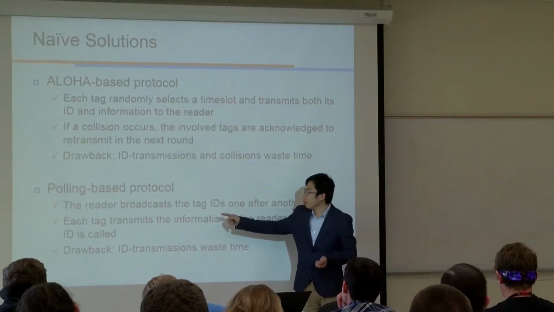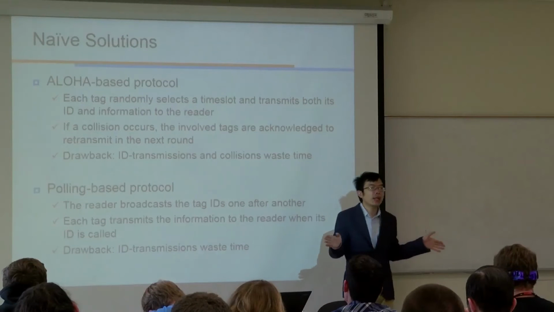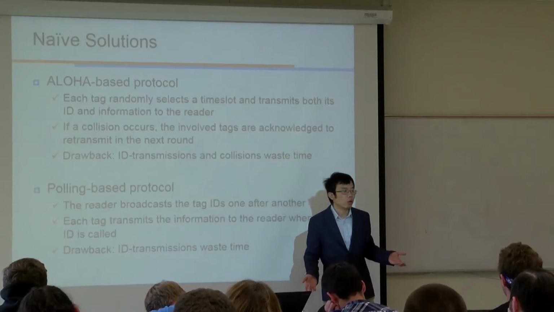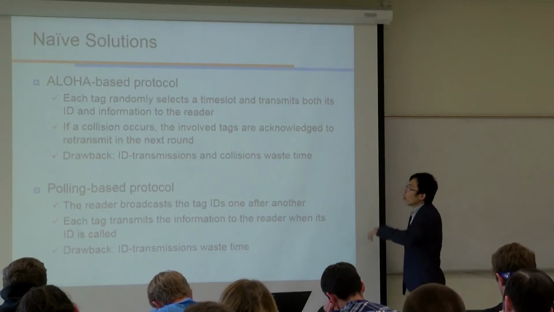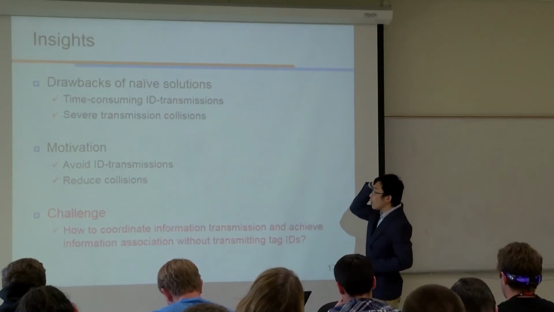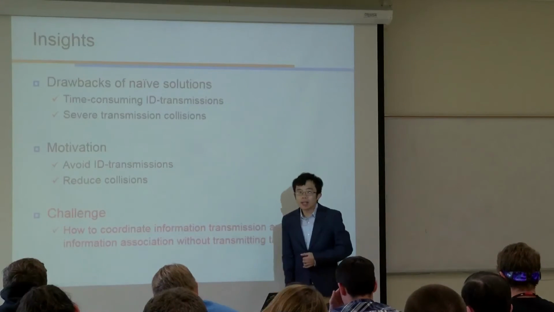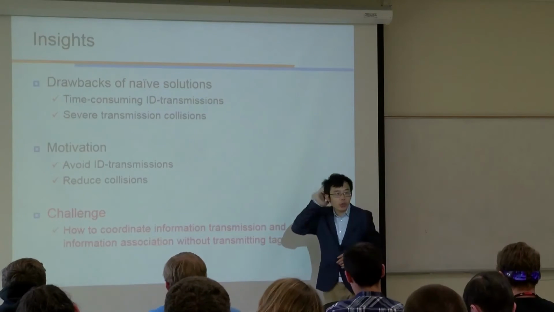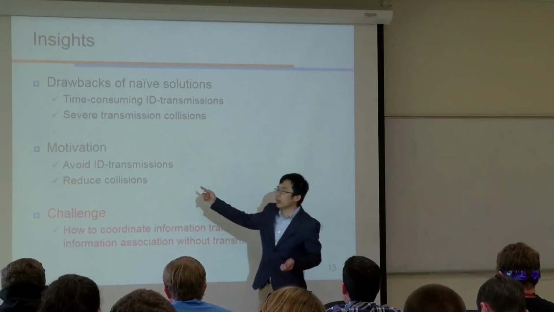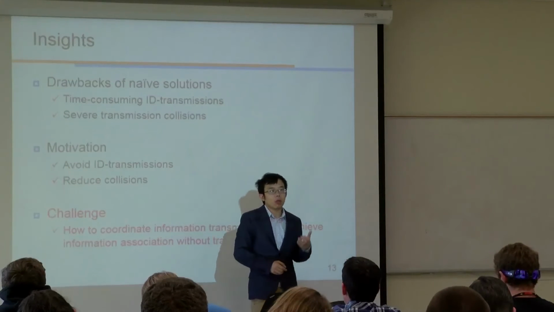So there's no transmission collision. But in the polling-based protocol, the reader still has to send the tag ID to all the tags. Again, ID transmission is very time-consuming, so the performance of this protocol is still not that good. Okay, all right. Those are the two warm-up solutions, and then we can get some insight into the information collection protocol design. Now we know that the drawbacks of those naive solutions are, first, time-consuming ID transmission, and second, transmission collision. So if we want to improve the performance, we have to first avoid ID transmissions and also minimize the transmission collisions so we can reduce the protocol running time.